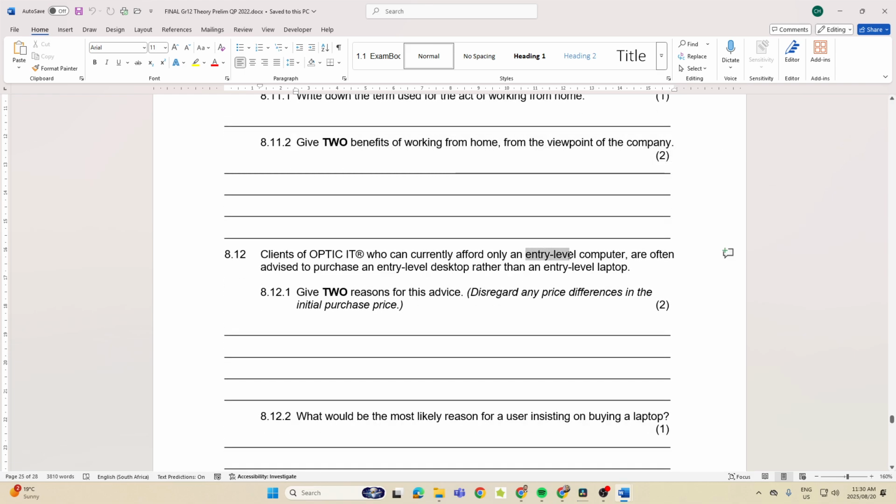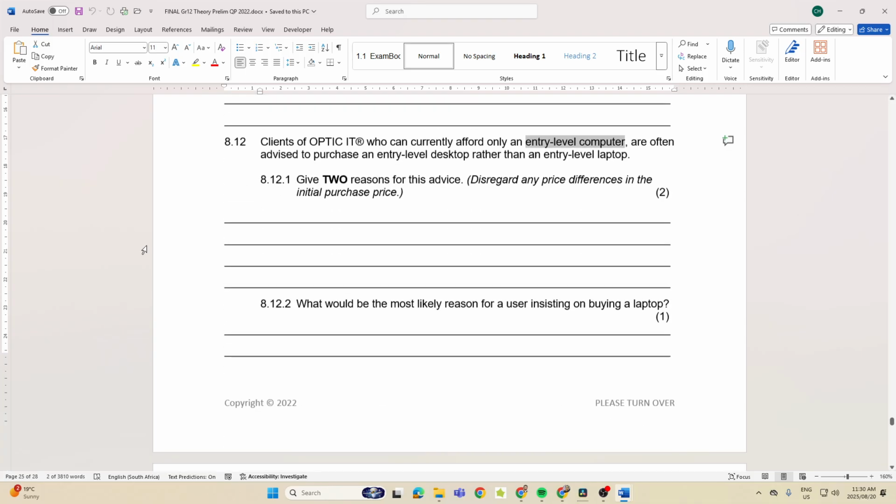Then they talk about entry-level computers. Now, what is an entry-level computer or entry-level laptop or entry-level desktop? That means it is the computer or laptop that is basically the cheapest in its range. Let me put it that way. So it's not going to have the highest specs. It's not going to be the most powerful. It's actually going to just be the cheapest in that range.